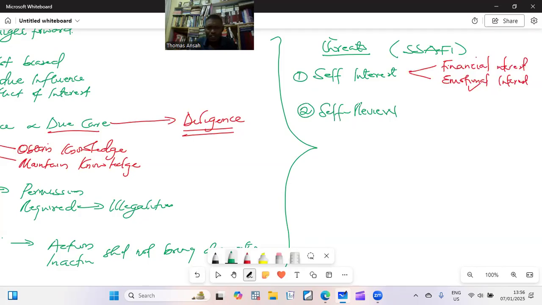Then the third one is advocacy. Advocacy simply means that you are acting on behalf of someone. It's all gearing towards these interests. That is that.